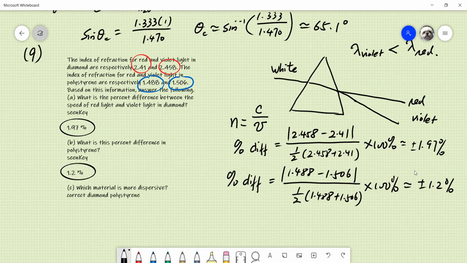Now, the question of which material disperses more, diamond or polystyrene? Well, obviously diamond, right? Why? The diamond refractive index is much larger than the polystyrene. So therefore the diamond will deflect more. You got it?